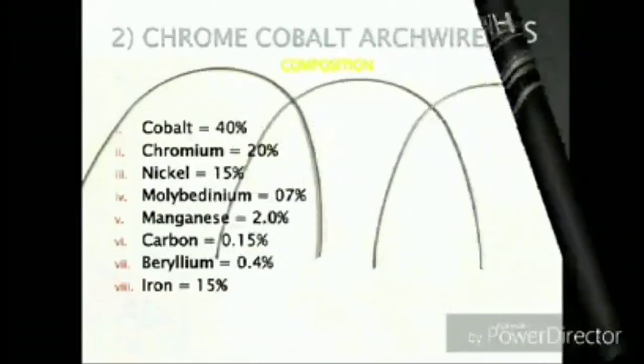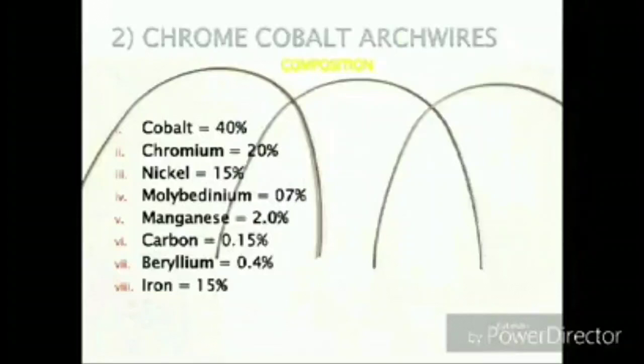Chrome cobalt is an ideal material for medical devices because it possesses the properties of being biocompatible, radio-opaque, and non-magnetic. This alloy is used to make pacemakers, artificial heart valves, stents, and orthopedic wires.